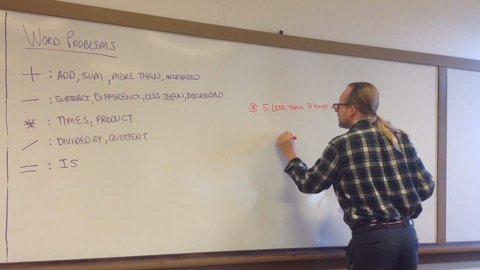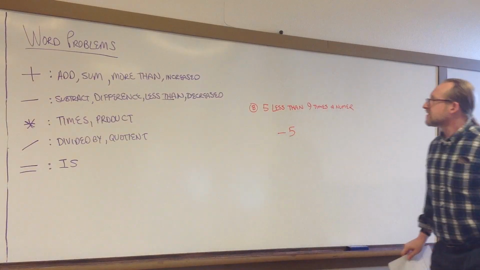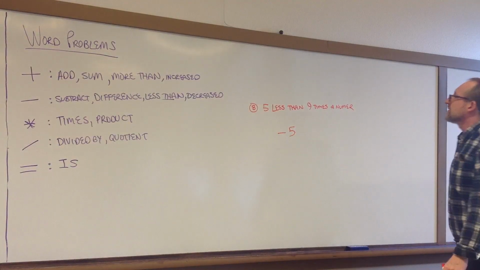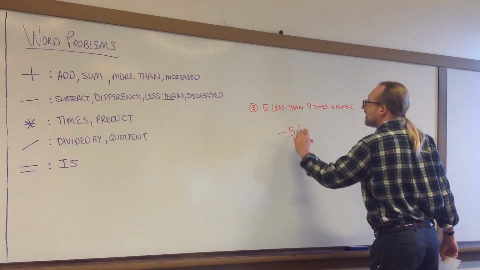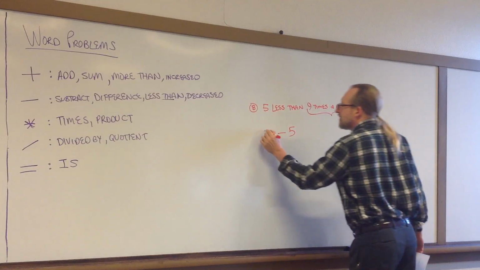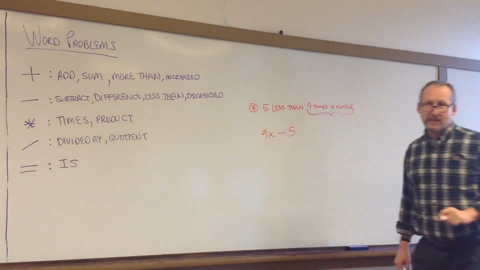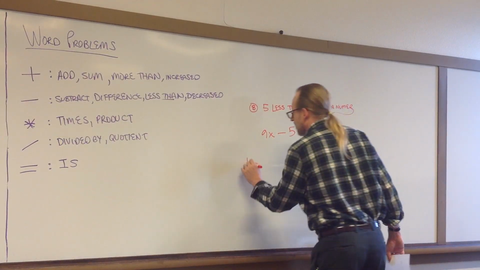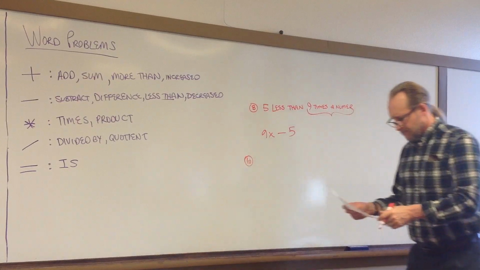When you see 5 less than, that's going to mean something minus 5. Okay? The 5 is going to come last. And what is it less than? 9 times a number. 9x minus 5. All right. Let's keep going here.